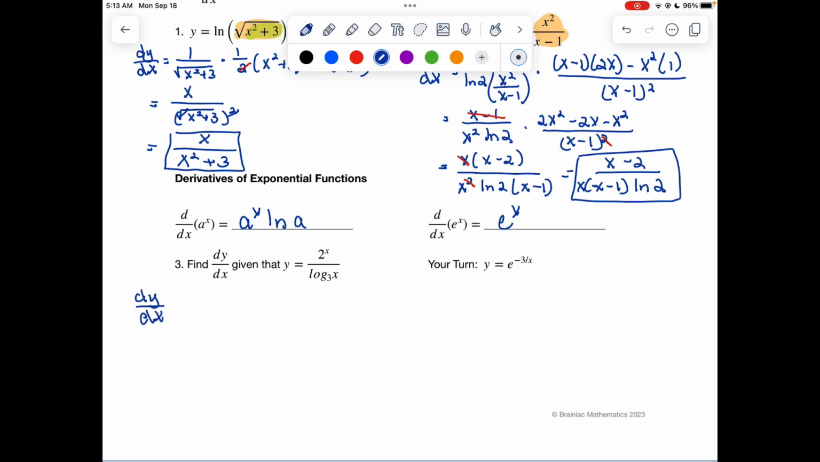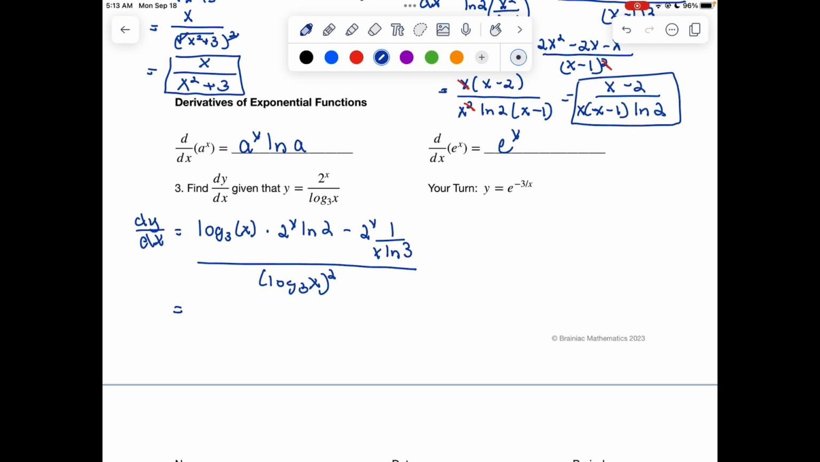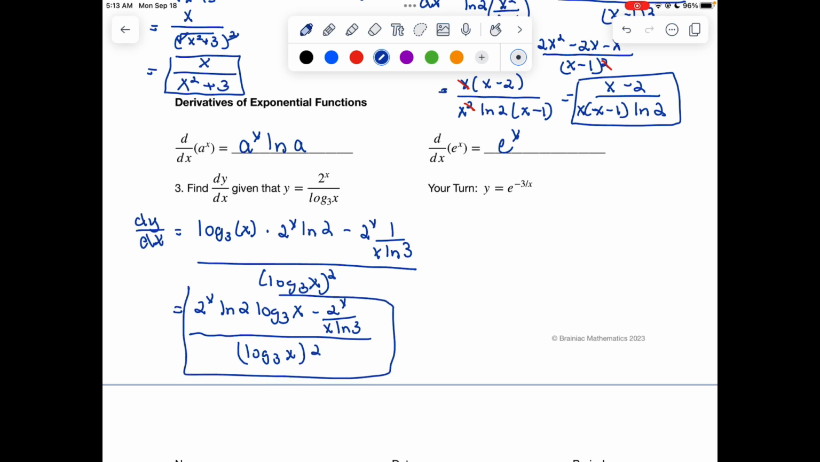All right, so to find the derivative of question number 3 here, we need to start with the quotient rule. So low d high minus high d low over the denominator squared. Okay, that's just a little bit of simplifying you can do with this, not a lot. And I'm even going to let you leave this as a compound fraction. Okay, I want you to try this last your turn problem.